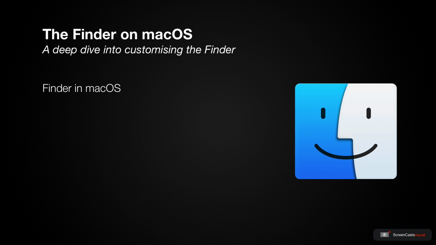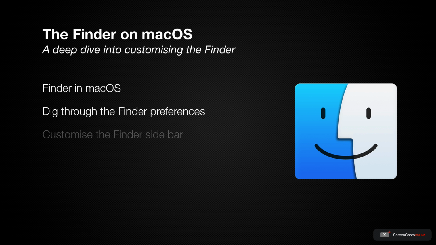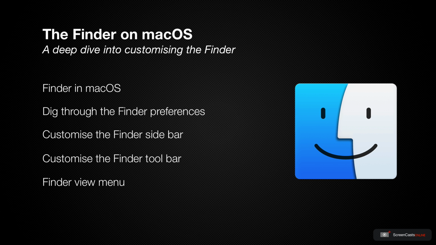We're going to dig through all of the Finder preferences first, learning how to customize the Finder sidebar to show exactly what you care about. Then we'll customize the Finder toolbar, not just with the standard options available, but with items of your choosing. Finally, we'll dig into the Finder view menu, where we'll walk through how to make your Finder windows and icon, list, column, and even cover flow look exactly the way you like them.